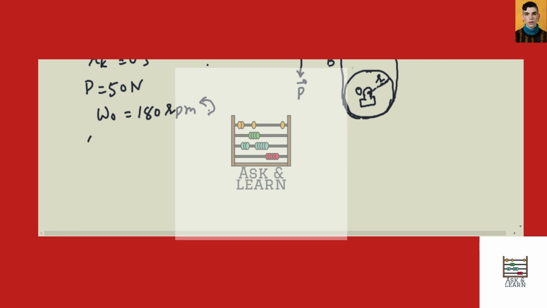We need the time for the flywheel to become at rest, given A is equal to 200 mm and B is equal to 160 mm.